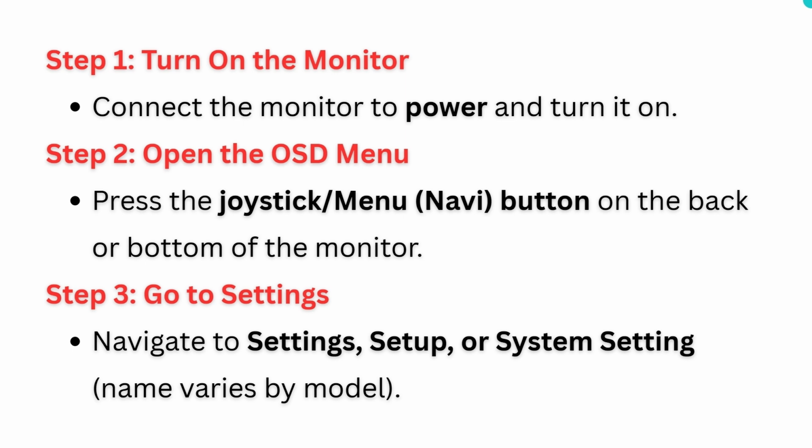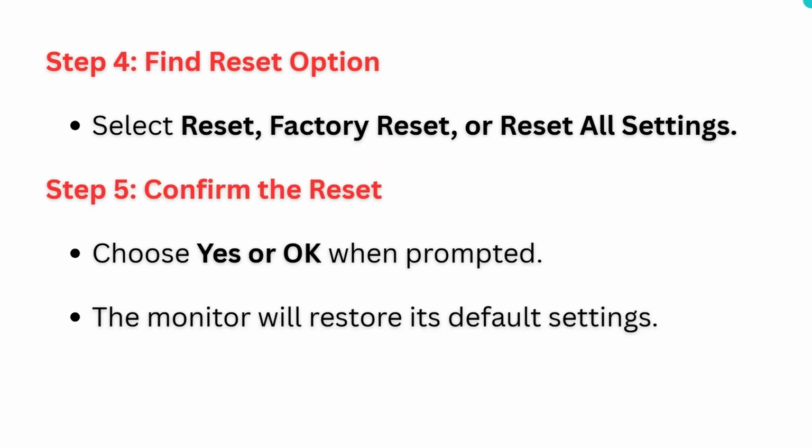Step 2. Open the OSD menu. Press the joystick or menu navigation button on the back or bottom of the monitor. Step 3. Go to settings. Navigate to settings, then go to setup and/or system settings. Name varies by model.